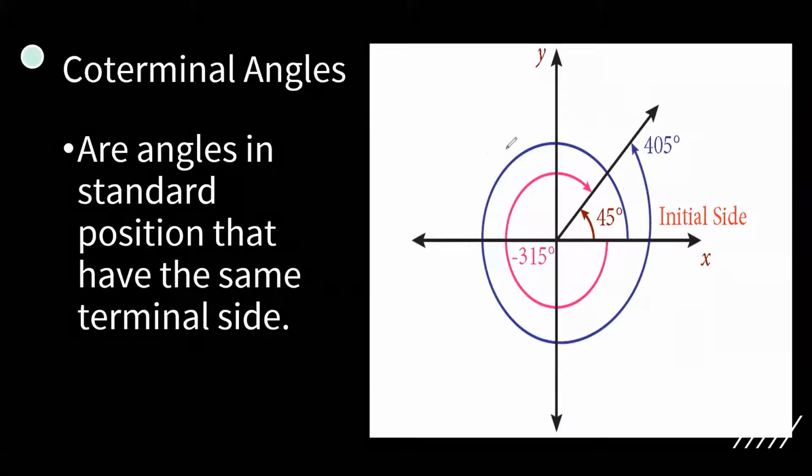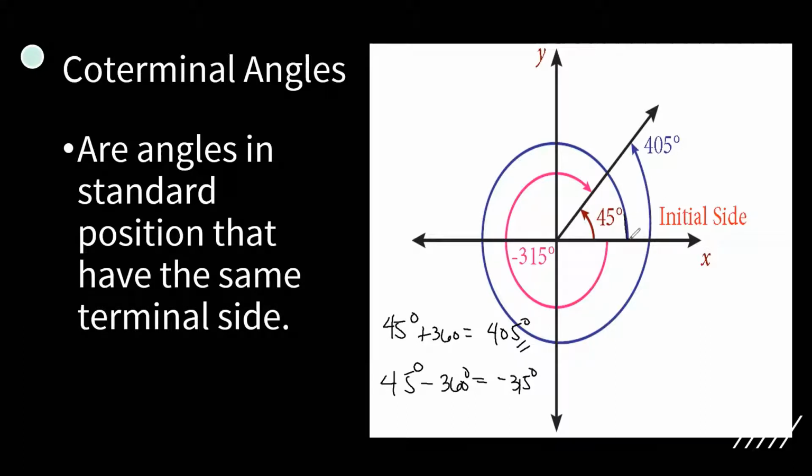So how are we going to find the coterminal angles of a particular angle? Suppose we have this 45 degrees. How come 405 degrees and negative 315 degrees are its coterminal angles? All we need to do is add or subtract 360. So 45 plus 360 is 405. Now this is positive, meaning the rotation is counterclockwise.